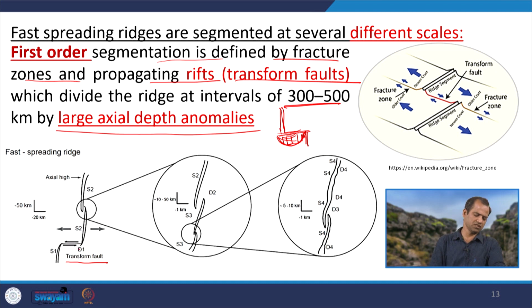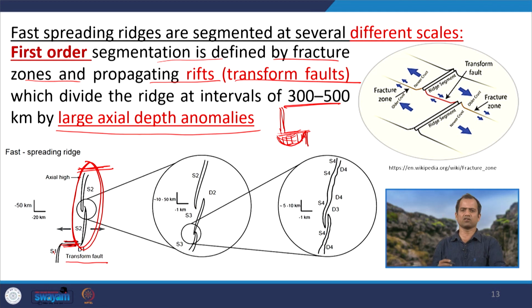So, here if you see, this is the first order discontinuity or S1, and this is represented by a transform fault. Now, suppose another transform fault is there. That means we have a first order discontinuity here, another first order discontinuity here. In between this ridge, this is one segment, but if you zoom further, we will get another discontinuity here, that is called second order discontinuity.